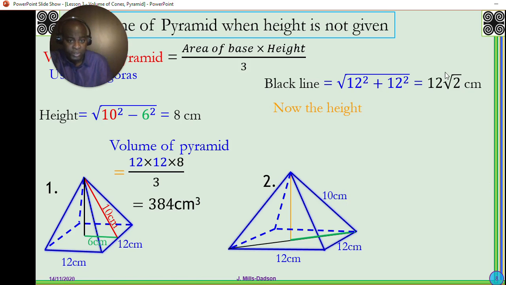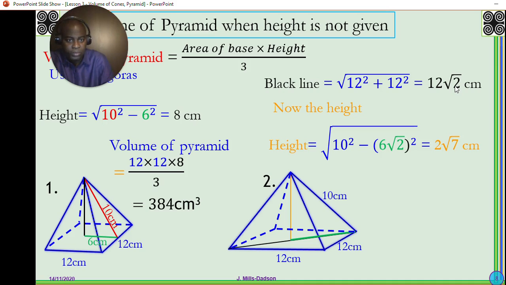Okay, so you see I've now formed a perpendicular height, and the yellow and the green and the blue makes a right angle triangle. The green is half of 12 root 2. So half of 12 root 2 is 6 root 2, and I'm using the subtraction rule. 10 is the hypotenuse, so 10 squared minus 6 root 2 all squared. Square root of that will give us 2 root 7. So our yellow height is 2 root 7.